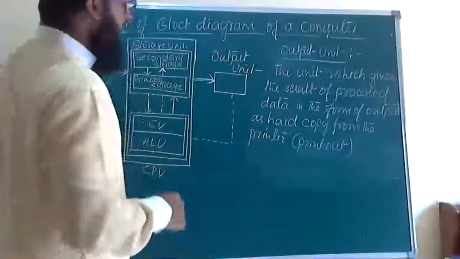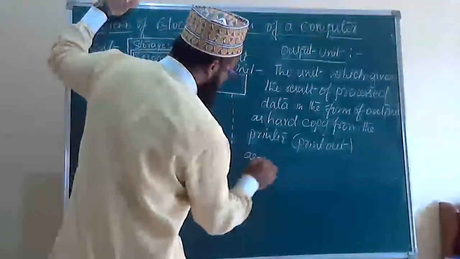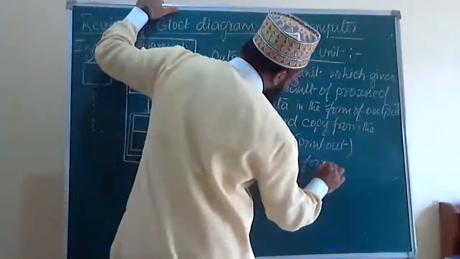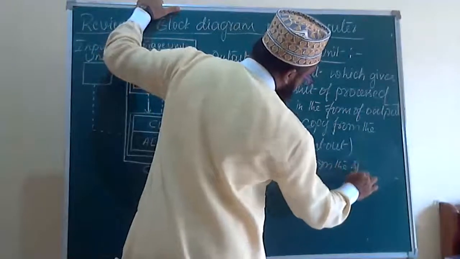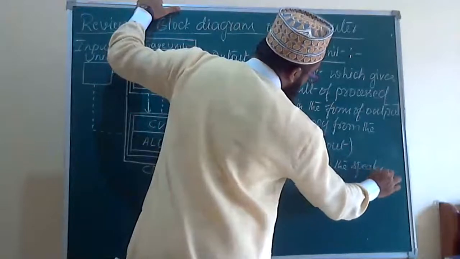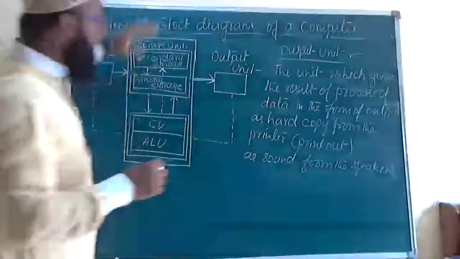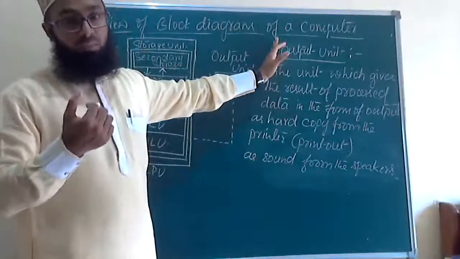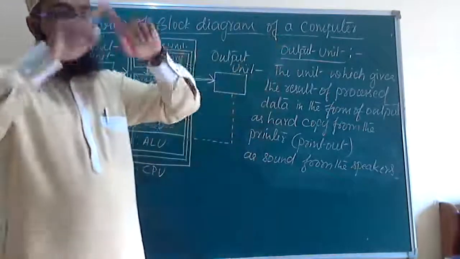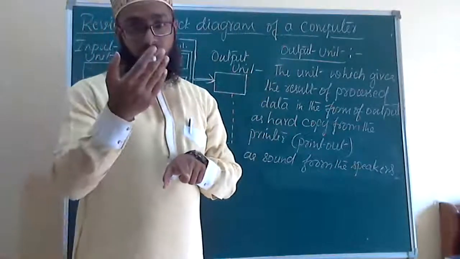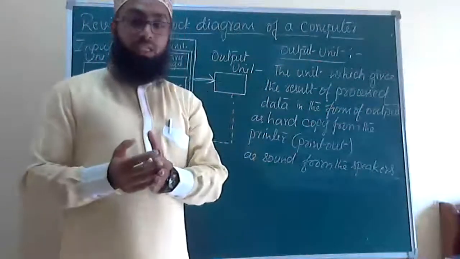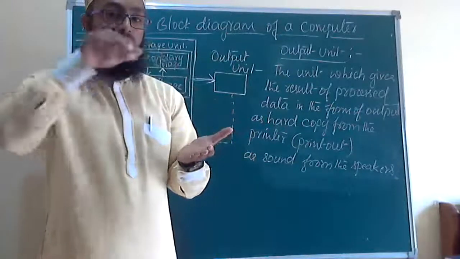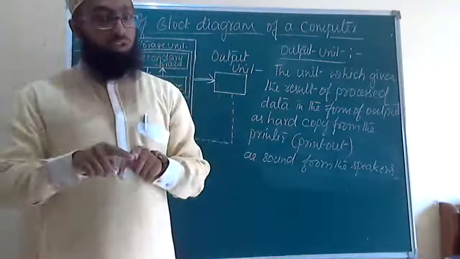Then after processing, the output comes as sound from the speakers. If you play something, the output may be of different types. The first type is visual on the monitor, that is a soft copy. If you give print, then it will be printed on the paper, that is called a hard copy. Printer is also an output device, monitor is also an output device.